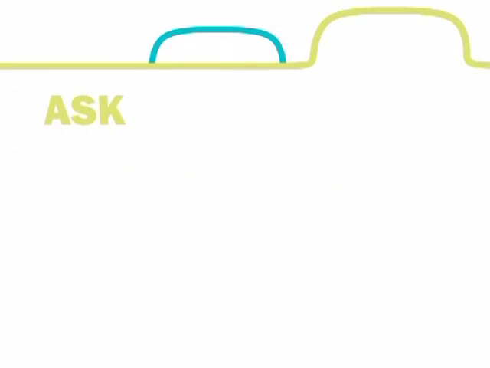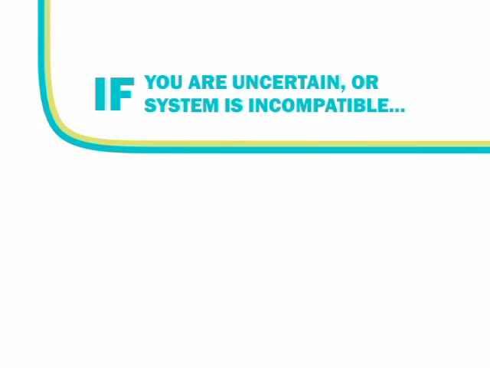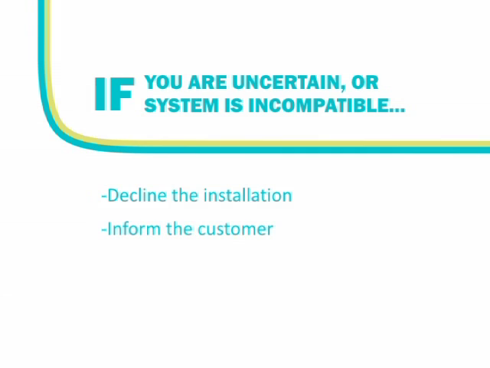If you are uncertain if the equipment is operating properly or if the system is not compatible with the smart thermostat, decline the installation. It is very important that you do not install equipment if you are unsure how it will work with the customer's systems. If you decline the installation, inform the customer as to the reasons and contact your supervisor after the appointment.